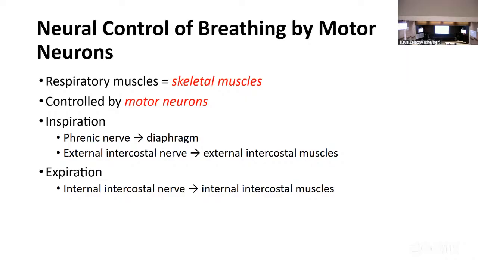But if you're trying to force it, if you're in a situation where maybe your airways are narrowed, maybe you have some reason that breathing becomes more difficult, or maybe you're breathing on purpose more deeply, then you would need your internal intercostal muscles with their internal intercostal nerve, or maybe even some abdominal muscles if you're trying really hard to push out.